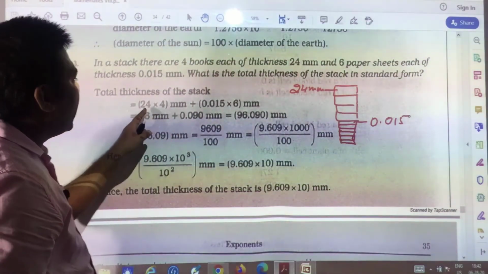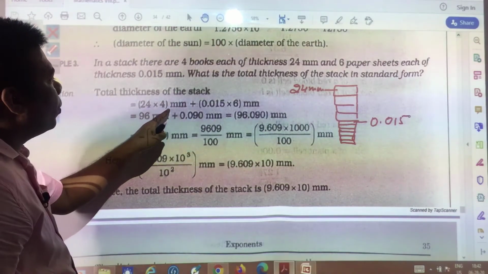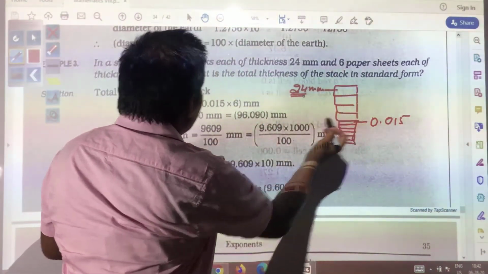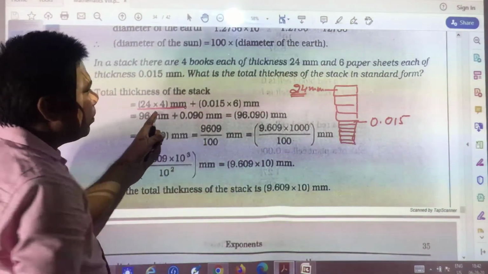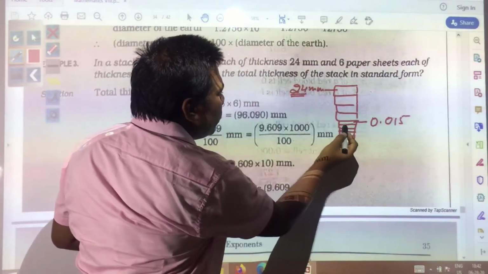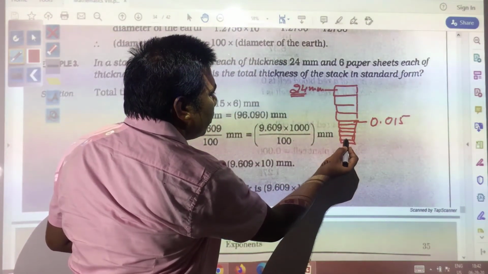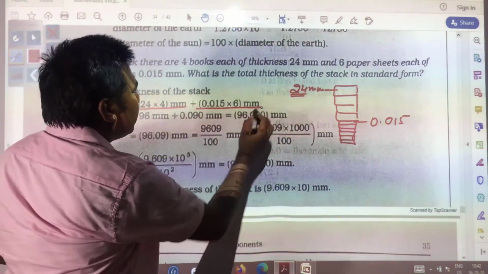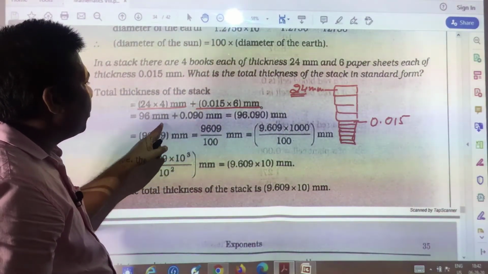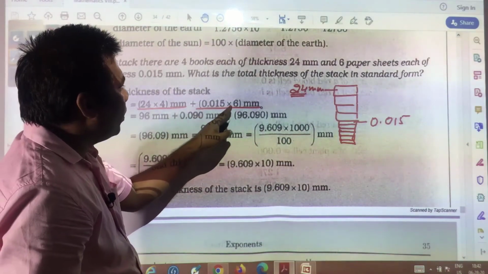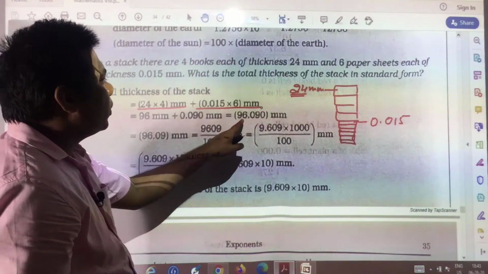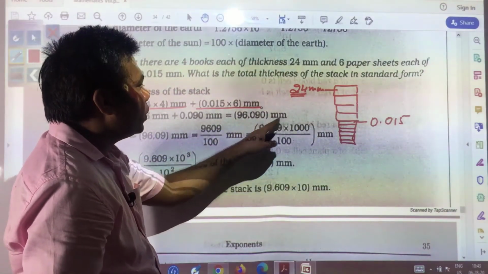Total thickness of the stack will be 24 into 4 mm, plus 0.015 into 6 mm. If you multiply 24 into 4, you will get 96 mm, and if you multiply 0.015 into 6, you will get 0.090 mm, and if you add these, you will get 96.090 mm.